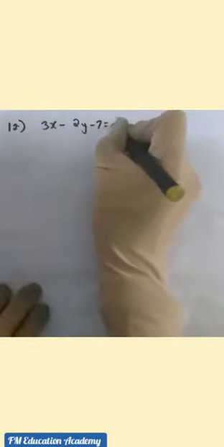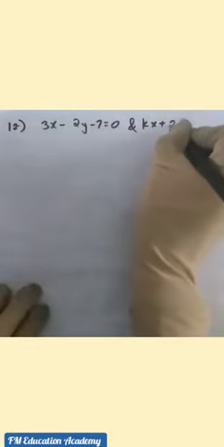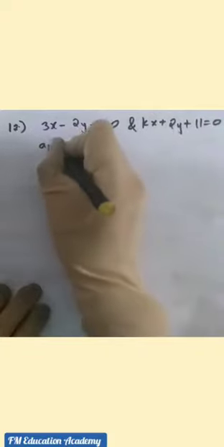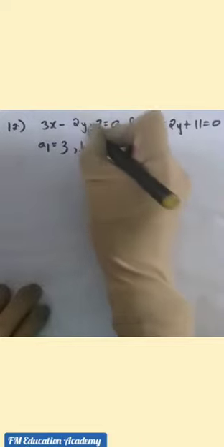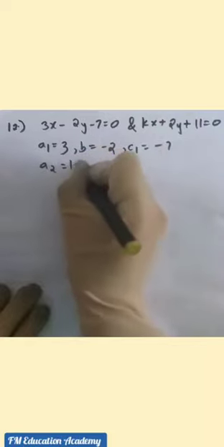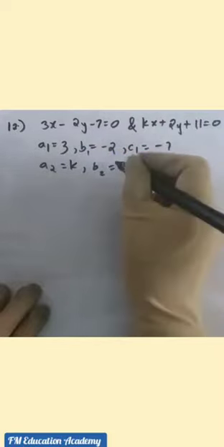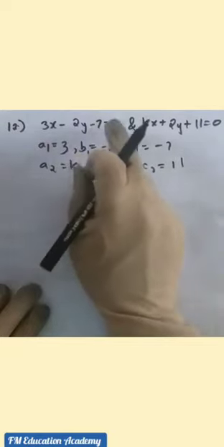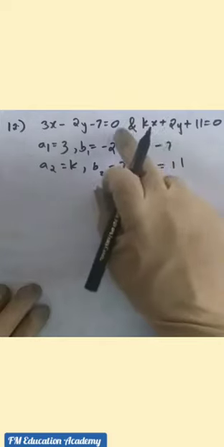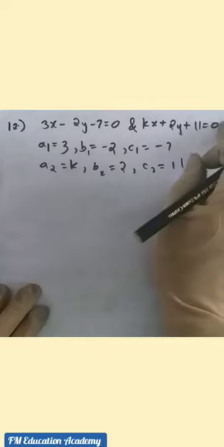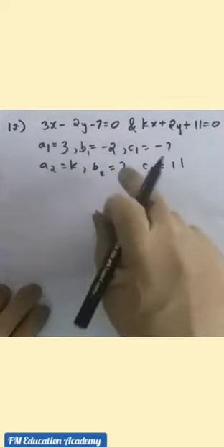3x minus 2y minus 7 is equal to 0 and kx plus 2y plus 11 is equal to 0. What to do? Compare it with a1, which is 3, b1 is minus 2, c1 is minus 7, a2 is k, b2 is 2 and c2 is 11. How to compare it? It is in the form a1x plus b1y plus c1 is equal to 0, and this is also of the form a2x plus b2y plus c2 is equal to 0. a1, b1, c1, a2, b2, c2 are numbers here.